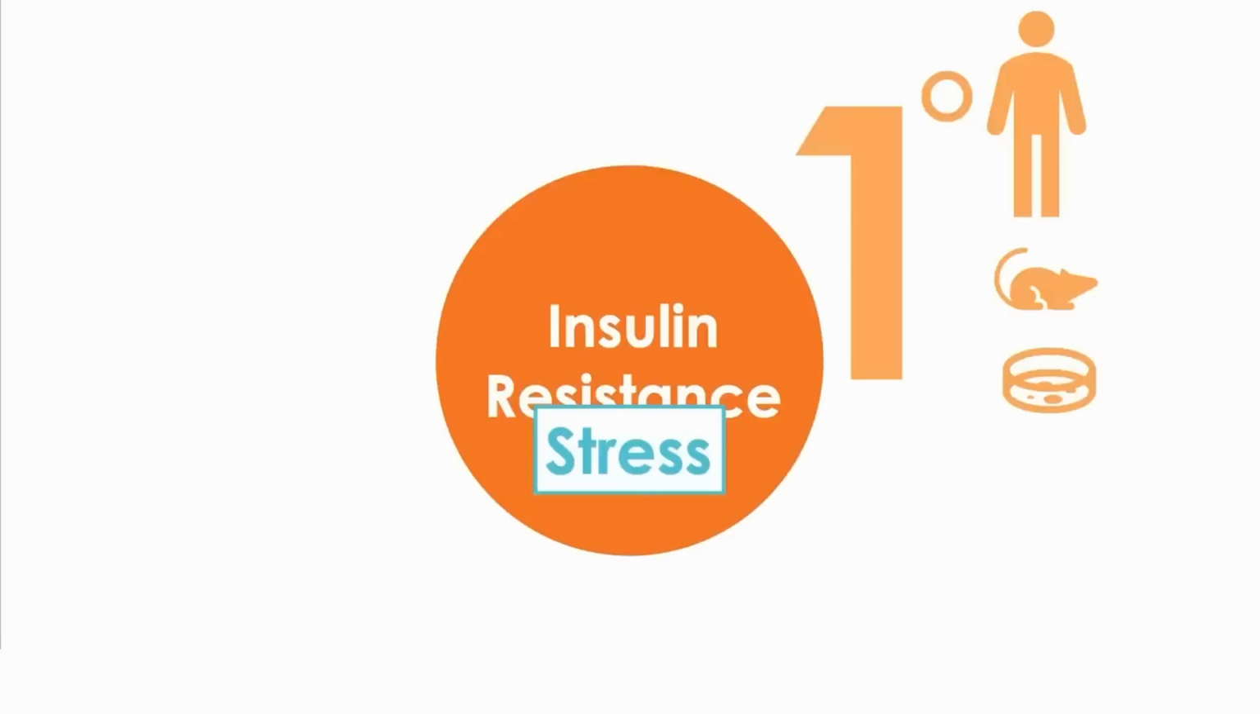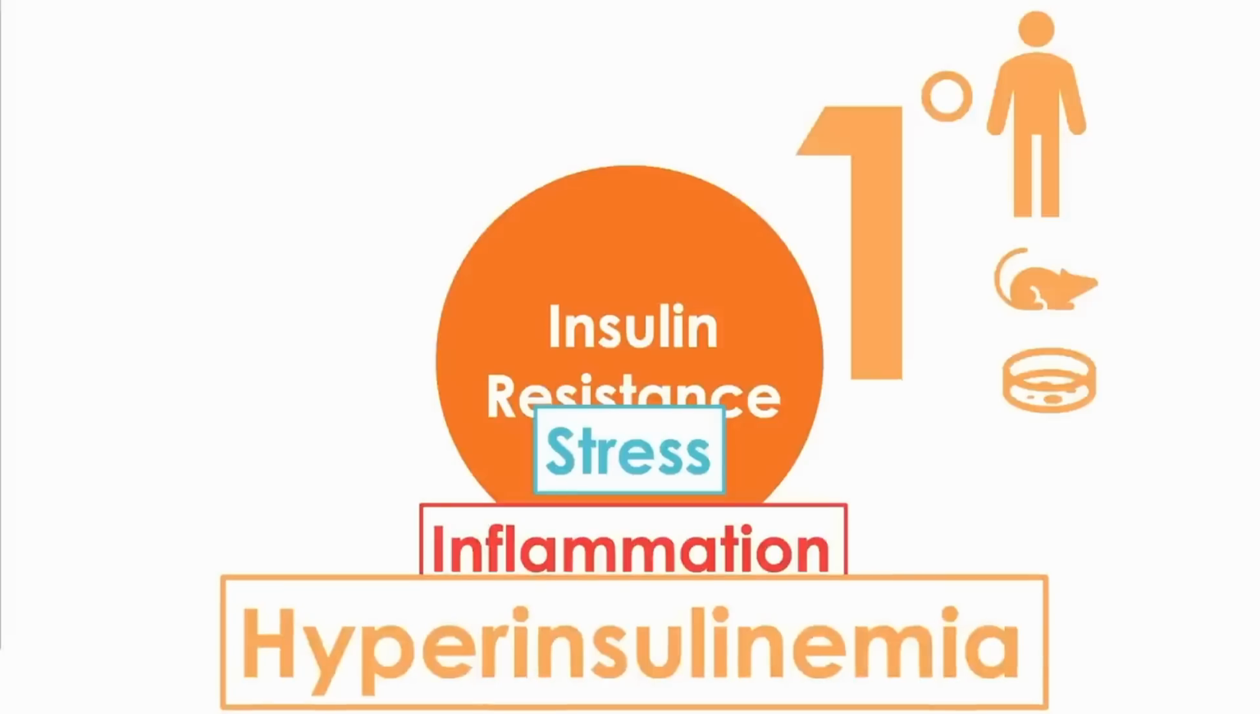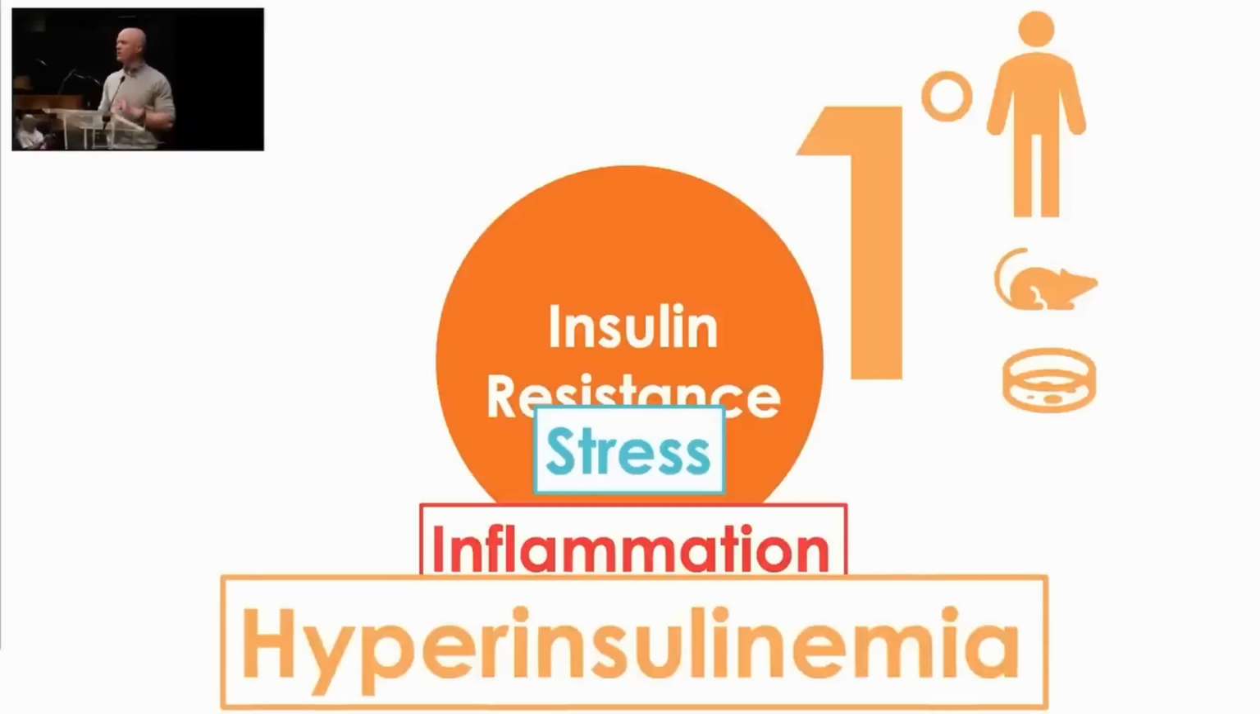Not that there aren't others, but they are stress, inflammation, and hyperinsulinemia, which I just got done describing to you as a consequence of insulin resistance and a cause. Each of these are independent, and for the sake of time, I'm not going to define the top two. We're going to focus on the elephant in the room, the one that is the greatest contributor and the one that we can do the most about.